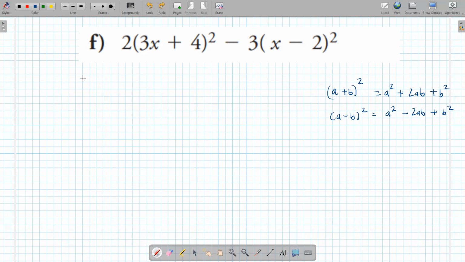Let's try to do this using this equation. Can we throw the 2 in there, or do we need to square it first? Do we multiply by 2 first or square first? You square first. Exponent comes before multiplication. You have to square first. So the 2 on the outside stays as it is, right? Now look at this. If you want to use this formula, 3x is your a, b is 4. What is 3x squared?